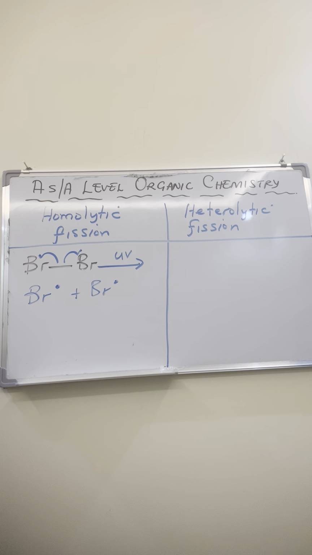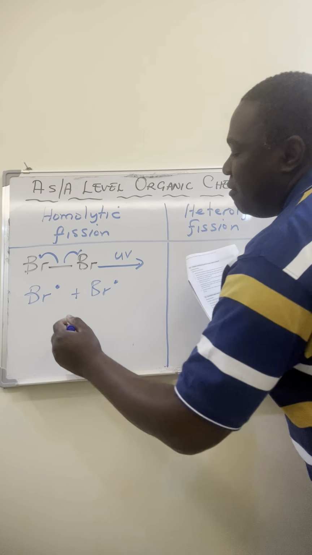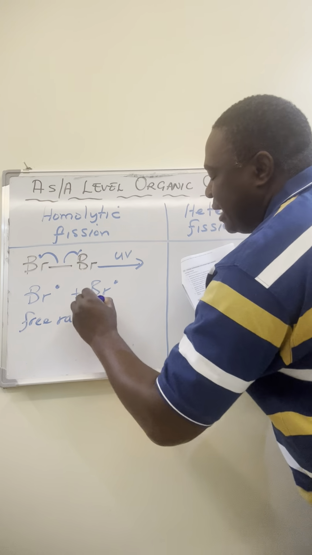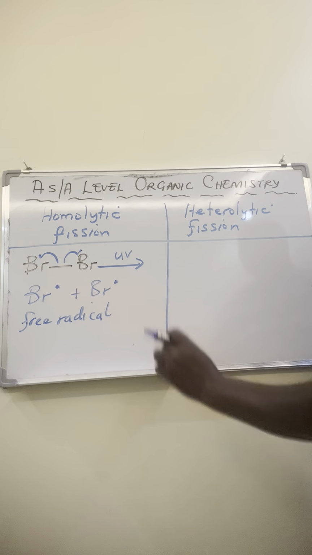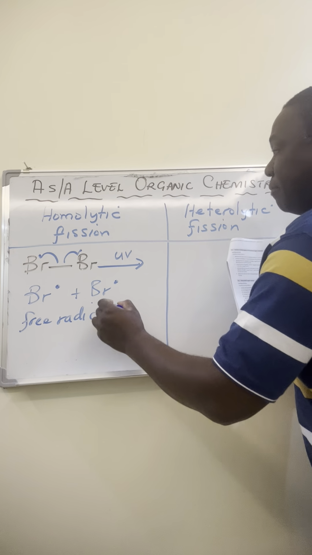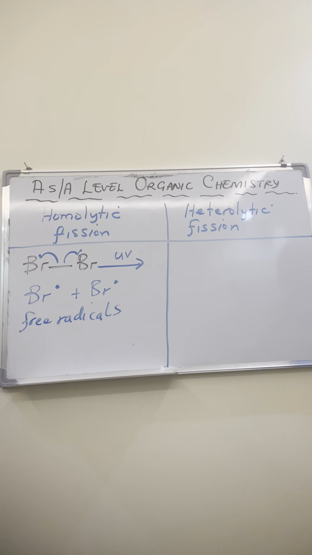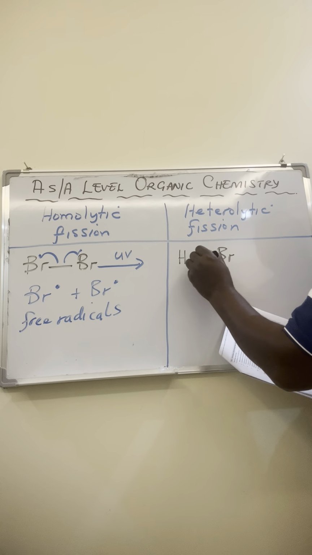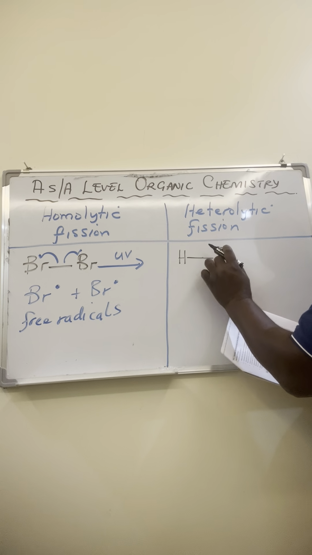What are we saying here? We have what we call free radicals. These are highly reactive species because these electrons would want to pair up and form a bond. So we have free radicals that are produced as a result of homolytic fission. Let's move over to the other side of the table. We now have heterolytic fission. Hetero means different, such as heterogeneous. We are going to use this example, HBr. Now there's a difference. These two atoms are different.